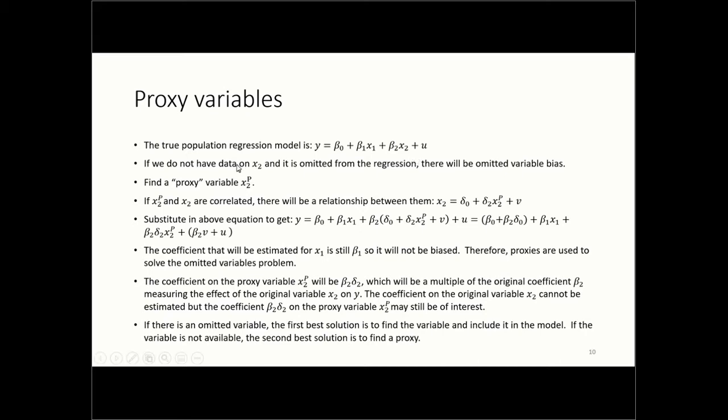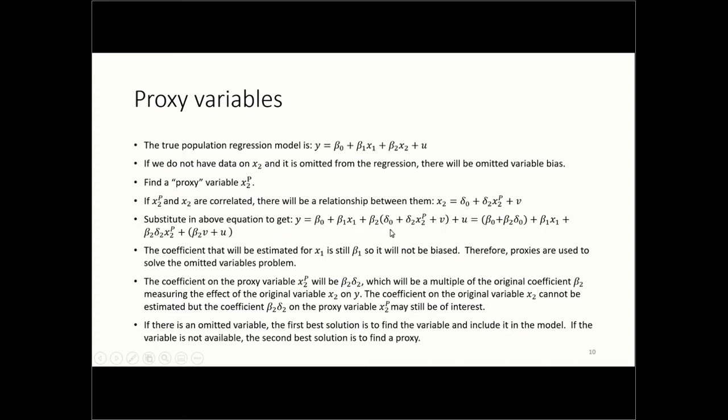So the second best solution would be to find a proxy variable x2p. So that proxy variable would actually be highly correlated with our variable x2, and it would stand in its place right here in the original regression because we cannot find x2. So if this x2 proxy and the x2 are correlated, there will be a linear relationship between them, and that will be the linear relationship that we see here. So let's substitute the expression for x2 up here in the model, and this is what we get.